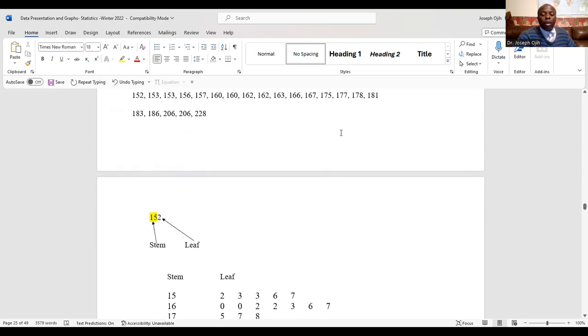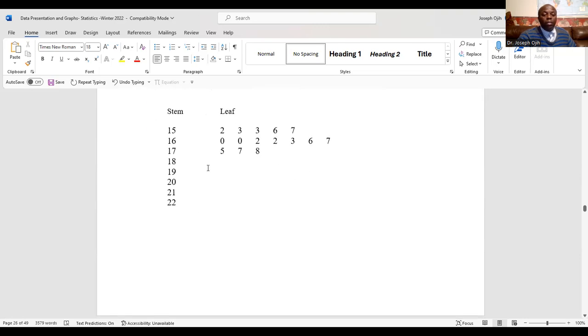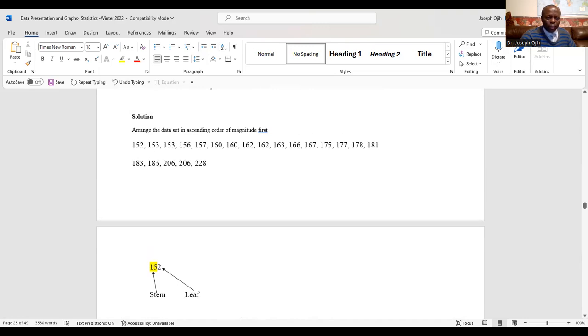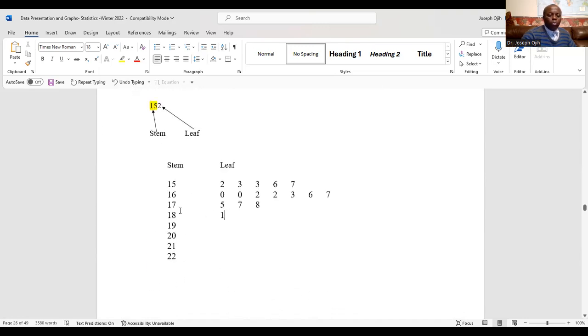Then we have 181. We have 18 already, so 181. Then we have 183, 186. So we have 183. Then 186, that means we have 186.